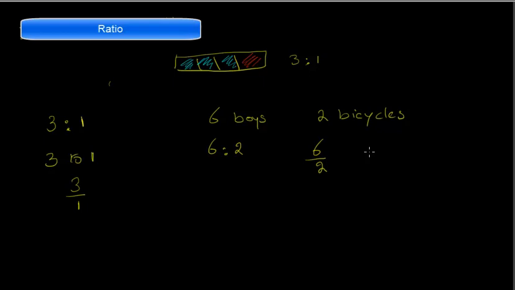In this example, we have 6 boys and 2 bicycles. So we will find their biggest divisor, which is 2. Both can be divided by 2, and so the result is 3:1. It means for every 3 boys, we have 1 bicycle.